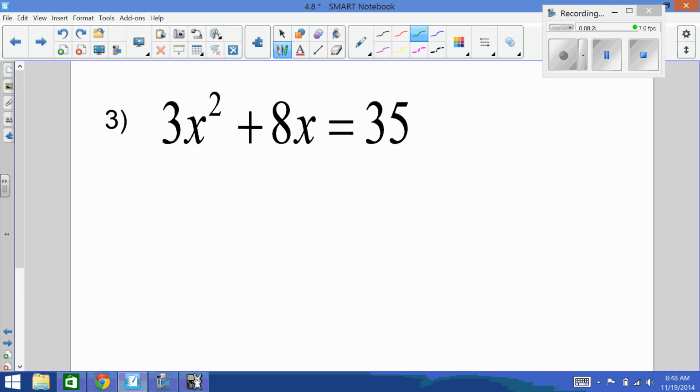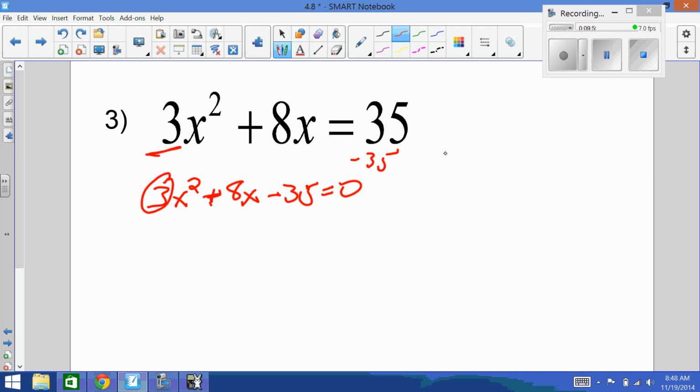All right, last example. Go ahead and try this one on your own. And once you're done, hit play, and then check your work as I do it. All right, so first thing here, you got to get the equation set equal to 0. So you're going to subtract 35 from both sides first. So you got 3x squared plus 8x minus 35 is equal to 0. All right, so here's A. So A is 3. B and C.